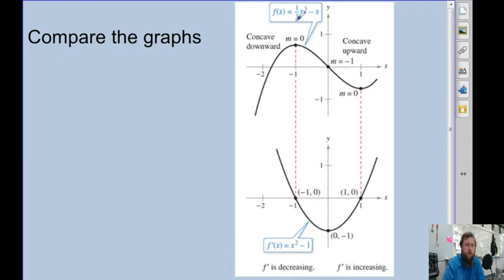Let's compare two graphs. So this is a function, f of x is 1/3 x cubed minus x, and here's the derivative, f prime of x is x squared minus 1. Notice in this case here, we're concave downward on the left of the y-axis and concave upward on the right of the y-axis. So comparing these graphs, if this is our concave downward, notice the derivative function f prime is starting really high up here, but it's decreasing the whole time. Everywhere on the left side of the y-axis it is decreasing till we get down here at the y-axis, and then we start increasing. And when we're increasing, we have a concave upward function.